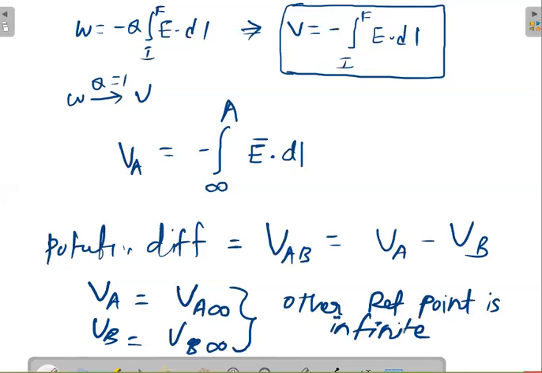In circuit analysis, the common reference point is ground. In electromagnetics, the common reference point is at infinite. Okay, this is the voltage. Now I want to calculate the potential difference between these two points. Okay, I take a situation.